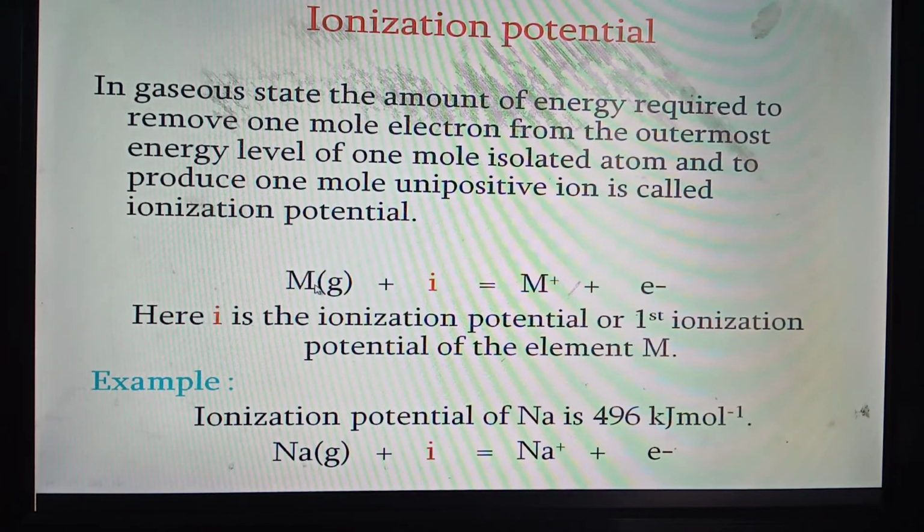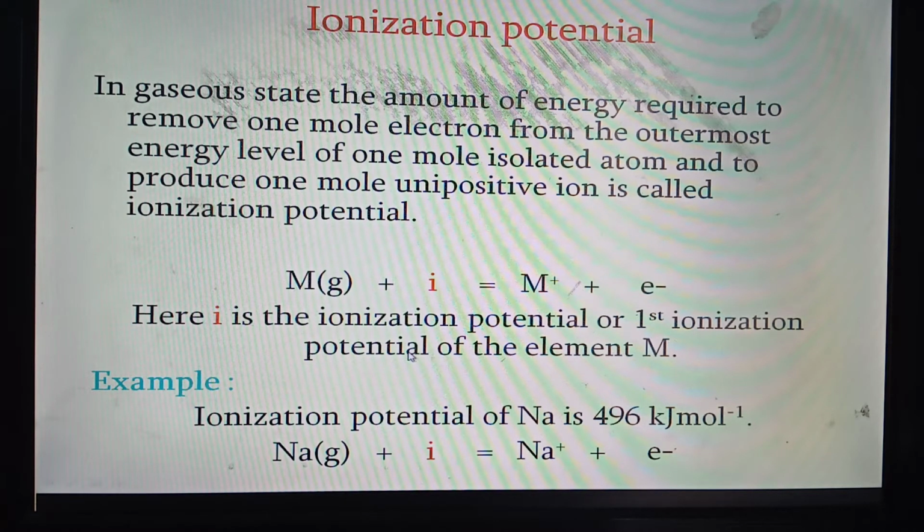When an element will lose one electron, it will get one charge. This charged particle is called unipositive ion. For removing this electron, some amount of energy will be needed. That energy for 1 mole atom is called ionization potential. And the energy needed to remove one electron from the outermost energy level is called the first ionization potential. Normally, the term ionization potential is used for the first ionization potential.